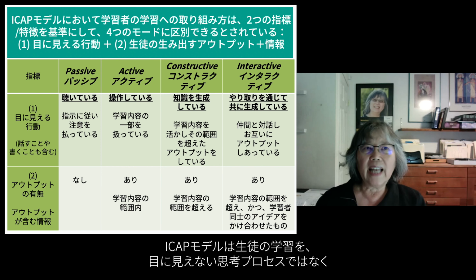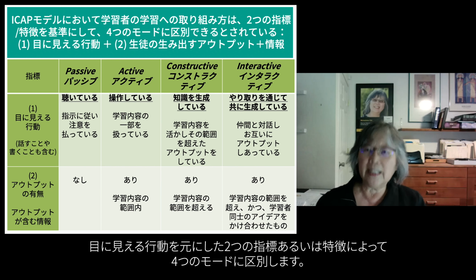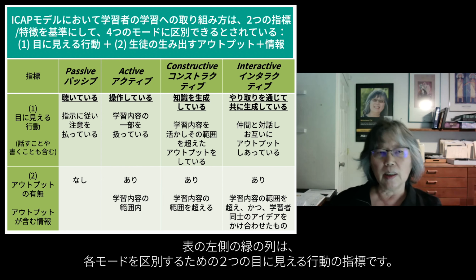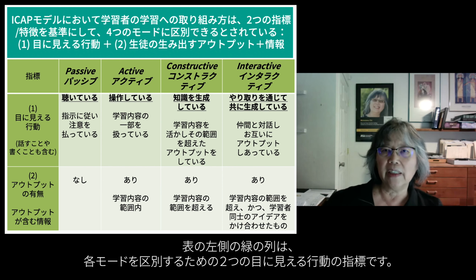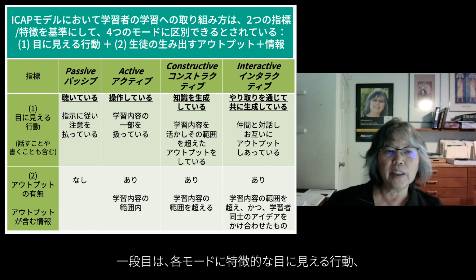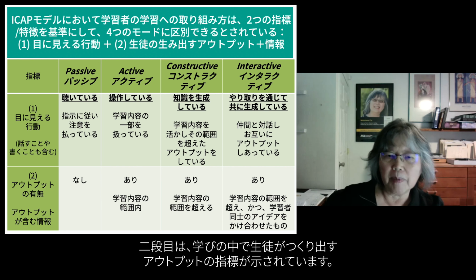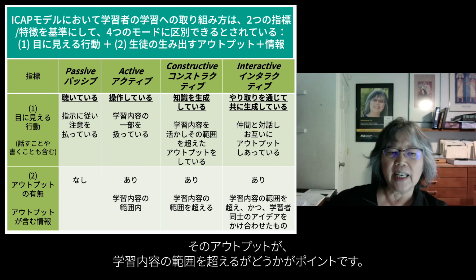So we already said that ICAP asserts and claims that overt behaviors with which students interact with instruction can be discriminated into 4 modes by 2 visible indices or 2 visible characteristics, and not by the invisible thinking processes. So the left green column talks about the 2 physical criteria or indices. The first one is what is the physical behavior, which we've talked about. The second one, which we didn't talk about as much, is whether they produce visible outputs and whether the physical output contains information that's beyond what is in instruction.